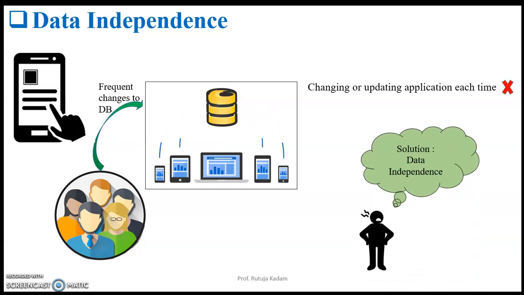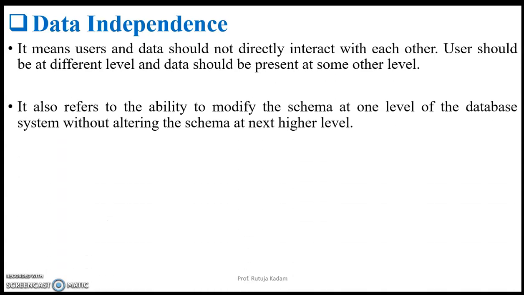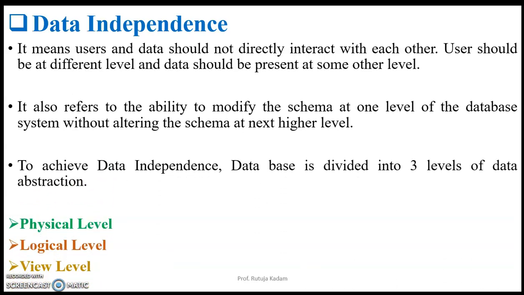The solution to this is data independence. Let us see the concept of data independence. So it means users and data should not directly interact with each other. Users should be at different level and obviously the data should be present at some other level. It also refers to the ability to modify the schema at one level of the database system without altering the schema at next higher level. What do we mean by this? That I'll explain within few moments.